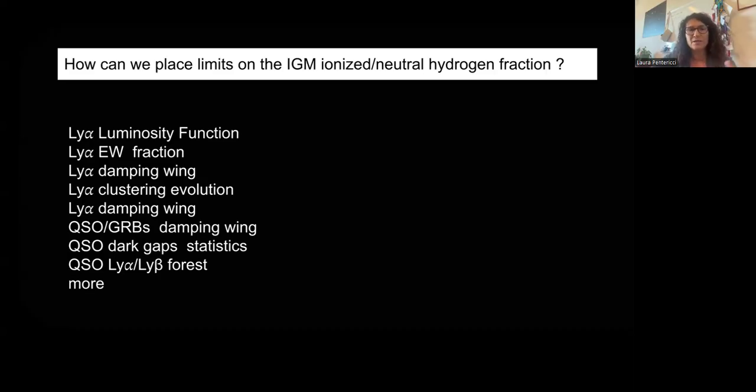And this is a list of different probes, different methods that people are using to set some limits on the IGM. So it goes from the luminous, so Lyman alpha, you see a lot of Lyman alpha here in this list, because as I will show in a minute, Lyman alpha is a very sensitive probe of neutral hydrogen. So you can derive constraints from the luminosity function, the equivalent width fraction, and so on. So I will go through all these in detail and also leave some references, some literature that they can go and look up for each of these different probes.